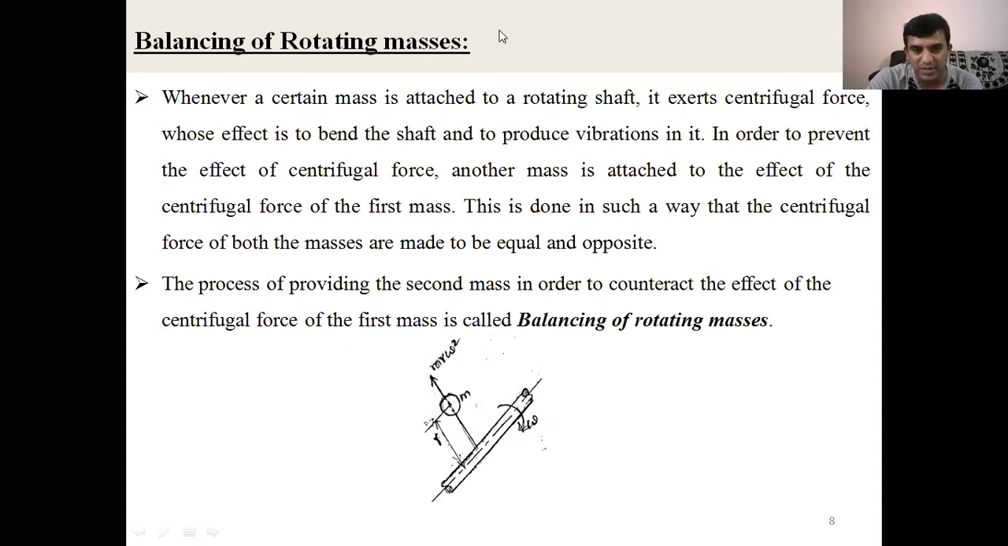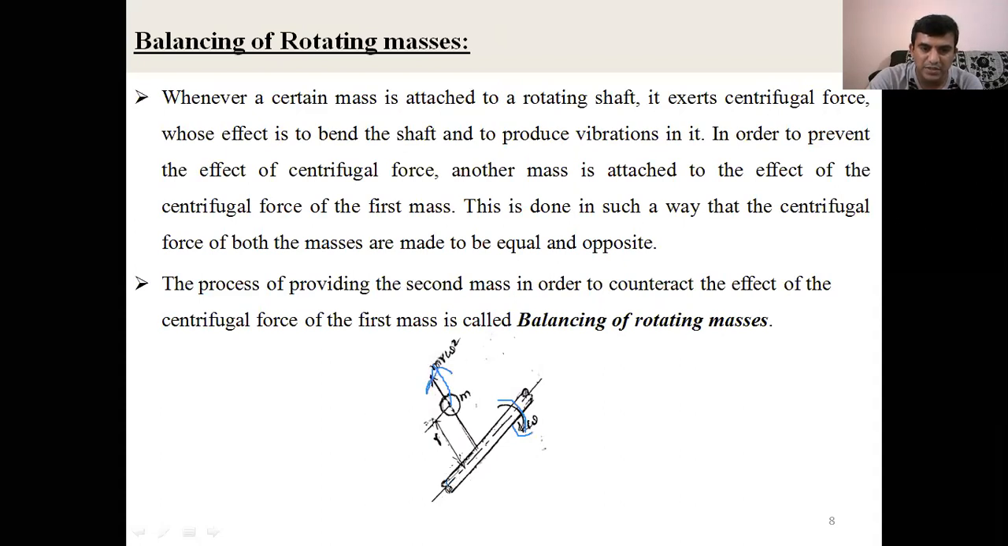For example, consider a shaft. Over the shaft, a rotor is mounted here. Suppose the shaft rotates at a uniform angular velocity omega, right? Suppose it is not balanced. If the shaft is not balanced, what happens is that the centrifugal force acts radially outward.